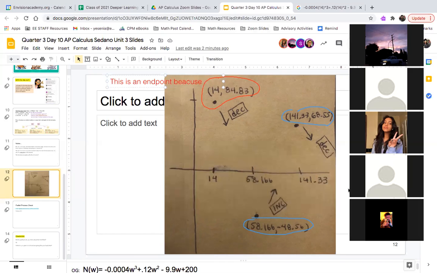Wait, let's see if anyone's saying anything in the chat. Oh, there's an additional question on critical points. Let me finish up how we use big idea number 7 in a second.